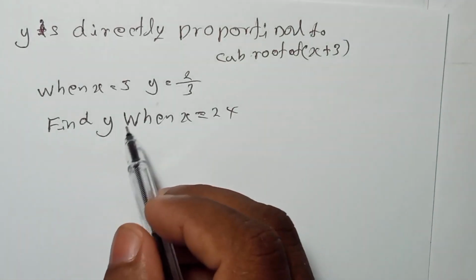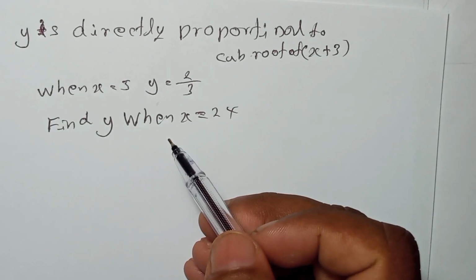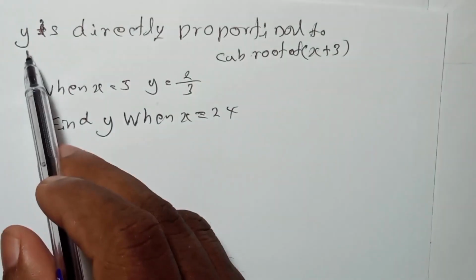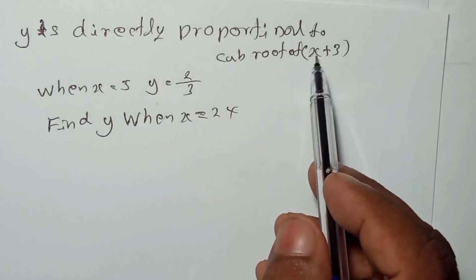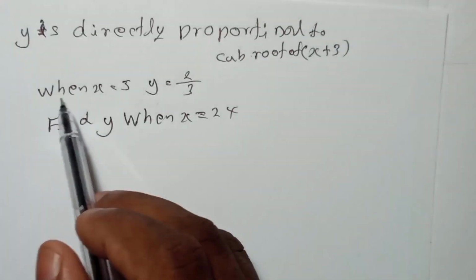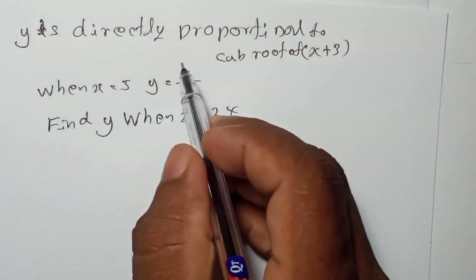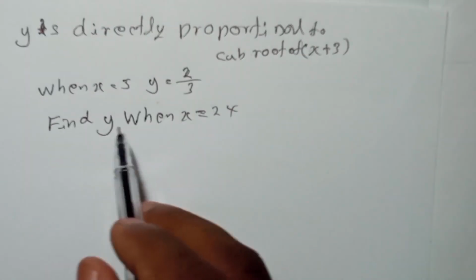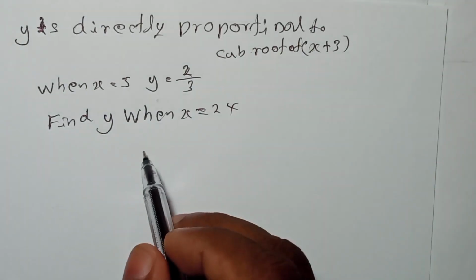Okay, now this is a normal question, right? You need to practice to do this type of question. Here they tell us y is directly proportional to the cube root of x plus 3, and when x equals 5, y equals 2 over 3. Then they ask, find y when x equals 24. Okay, how to do? Very simple.